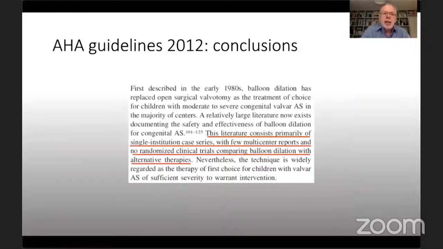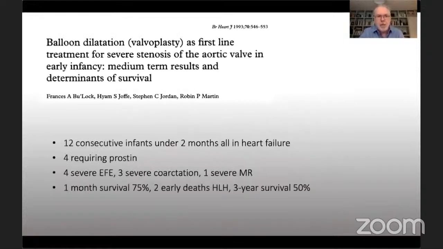In their preamble, the authors say that a relatively large literature now exists documenting the safety and effectiveness of balloon dilation for congenital aortic stenosis. I've underlined the next bit. This literature, which is 25 papers, consists primarily of single institution case series with few multi-center reports and no randomized clinical trials comparing balloon dilation with alternative therapies. Nonetheless, they go on to say the technique is widely regarded as a therapy of first choice for children with valvular aortic stenosis of sufficient severity, and that would be at all ages.